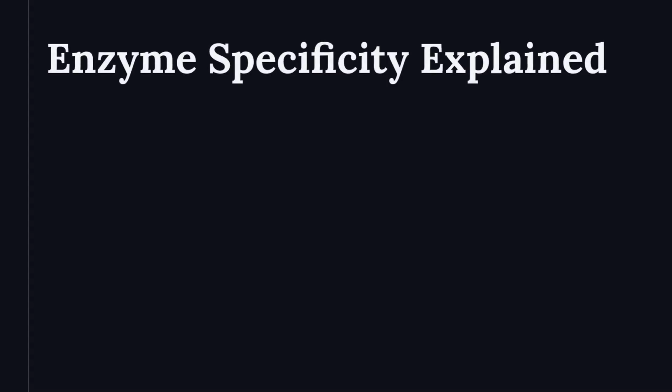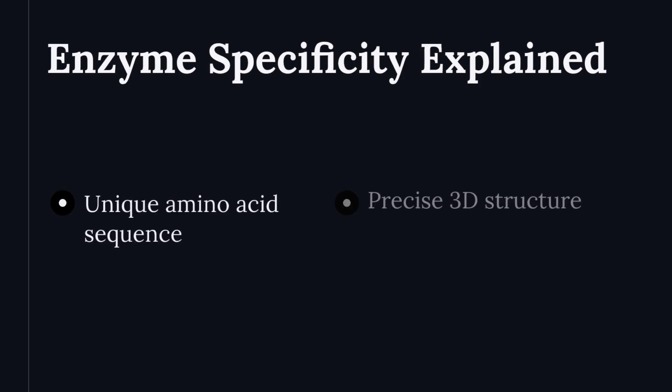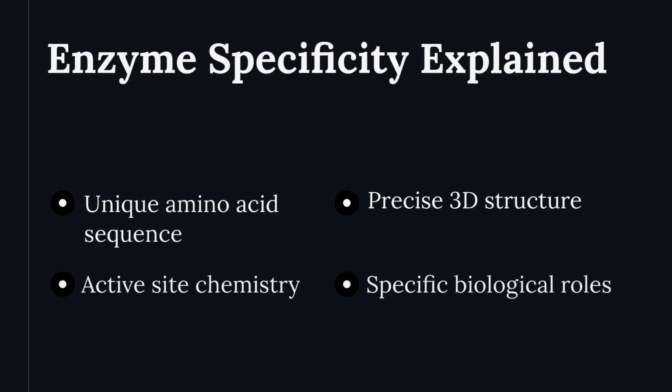Enzymes are highly specific due to their unique amino acid sequence and precise three-dimensional structure. The chemical properties of the active site also contribute. For instance, amylase breaks down starch, while lactase breaks down lactose. They cannot substitute for each other. This specificity is essential for their biological roles.